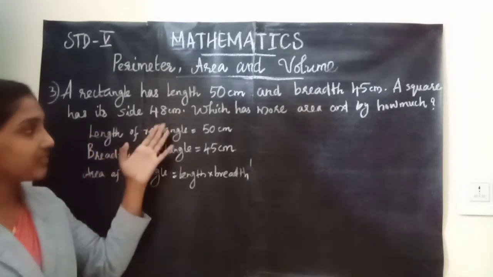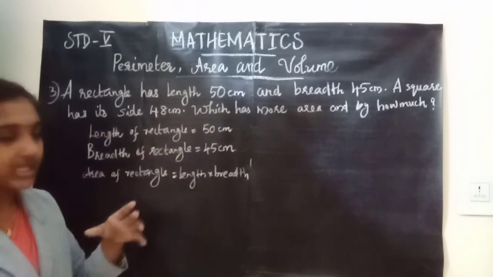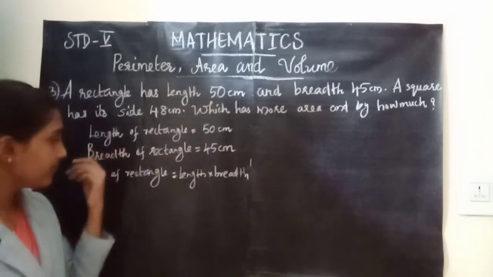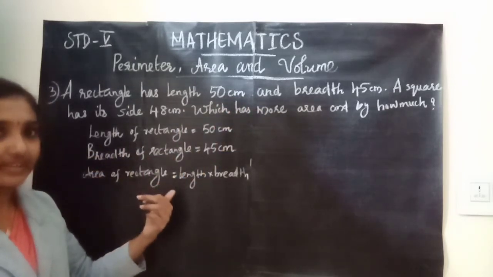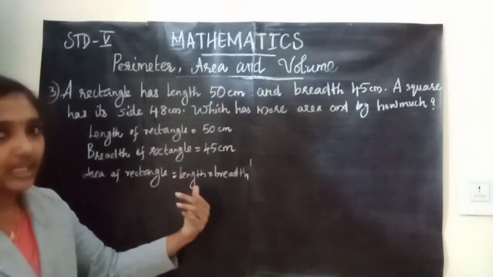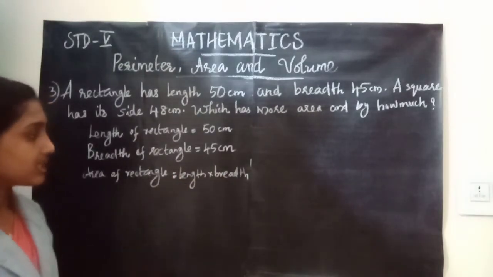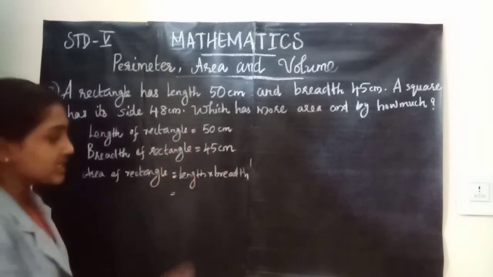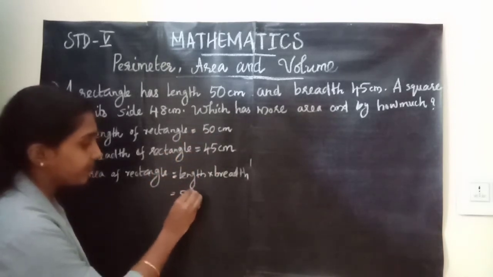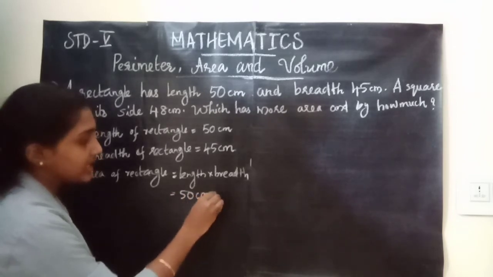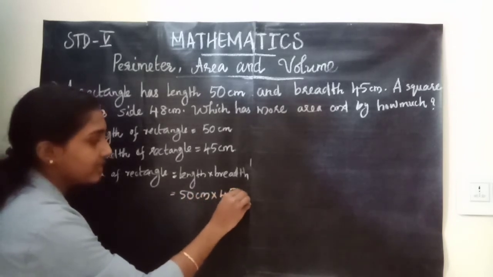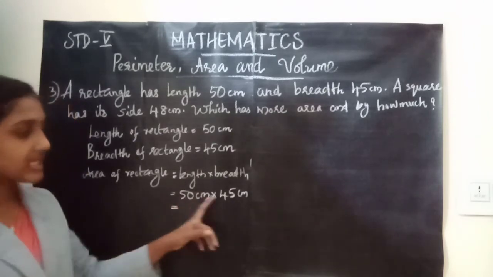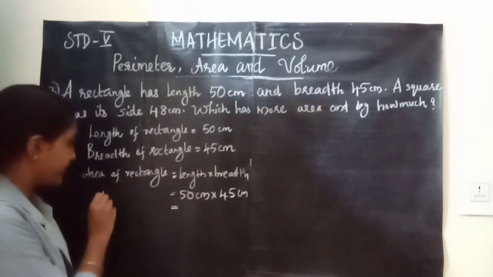So here the length of the rectangle is given, that is 50 centimeter. Breadth of the rectangle is given, it is 45 centimeter. And to find the area of the rectangle, we have the formula length into breadth. So it is equal to length into breadth, which is 50 centimeter into 45 centimeter.